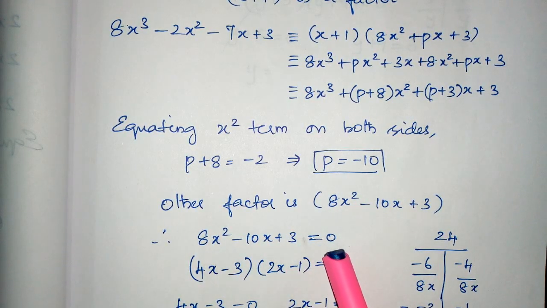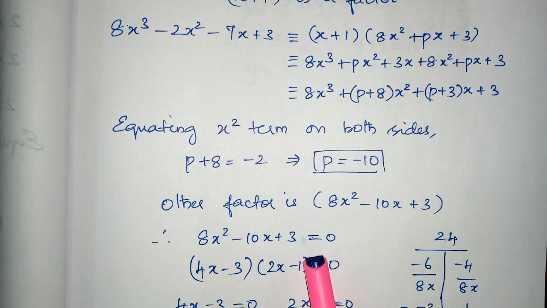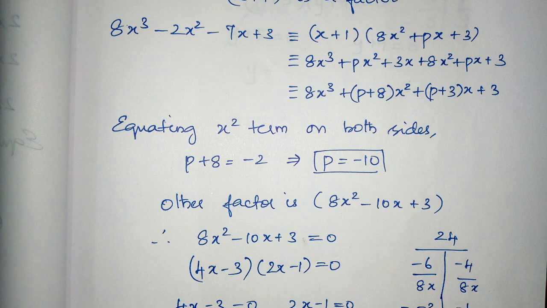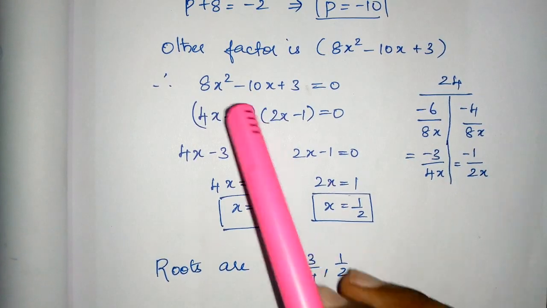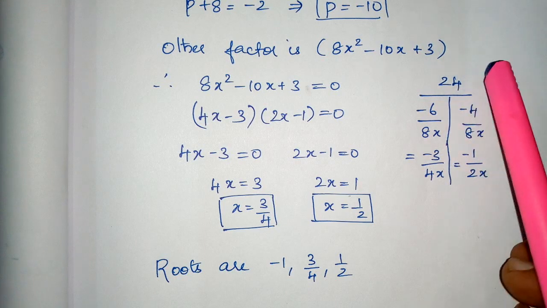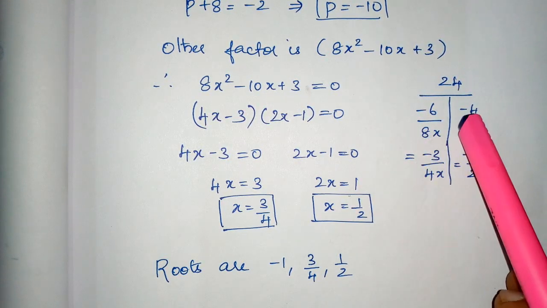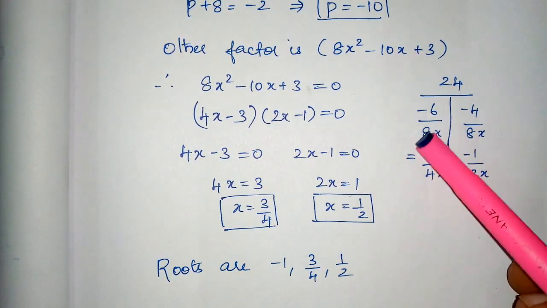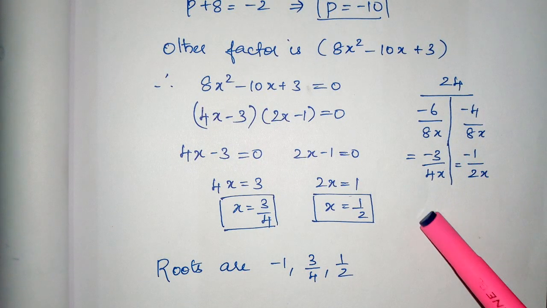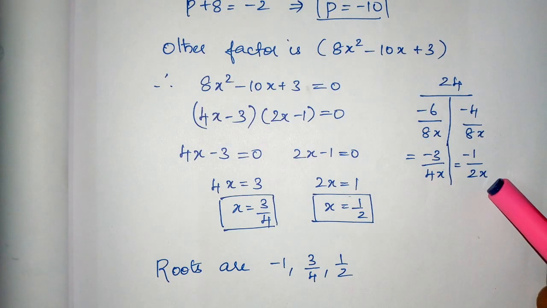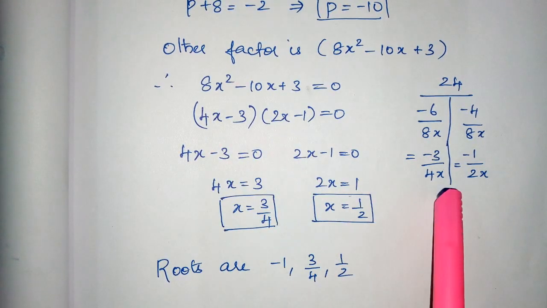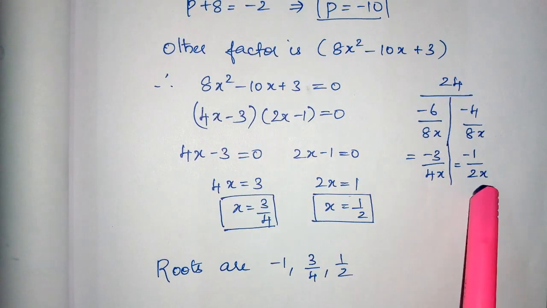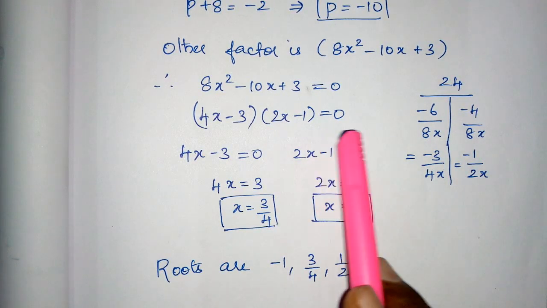Now make this into an equation. Since this is a quadratic equation, I have to solve it using the tree method. 8 into 3 is 24. 24 can be written as minus 6 and minus 4. Divide by 8x, divide by 8x. So after cancelling, it becomes minus 3 by 4, and this term becomes minus 1 by 2x. So the factors are 4x minus 3 and 2x minus 1, which is equal to 0.